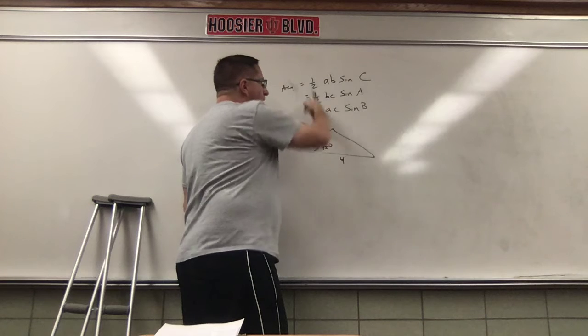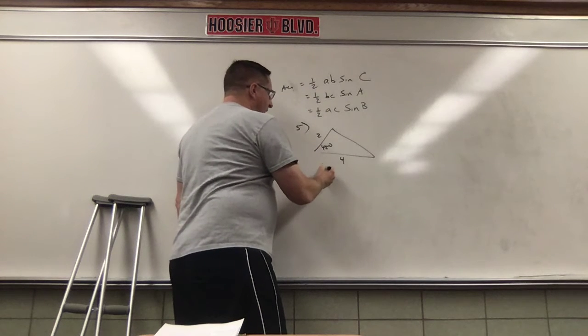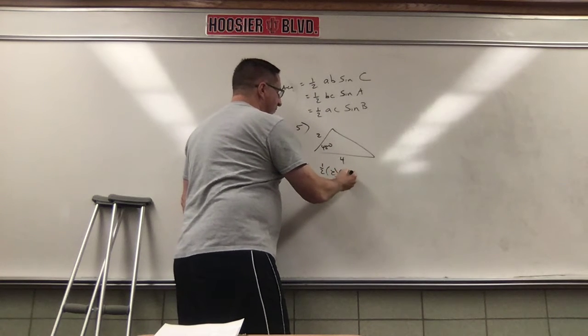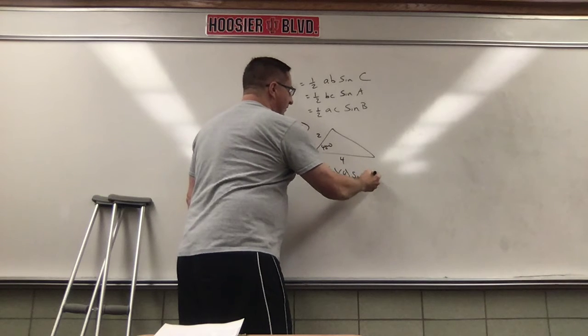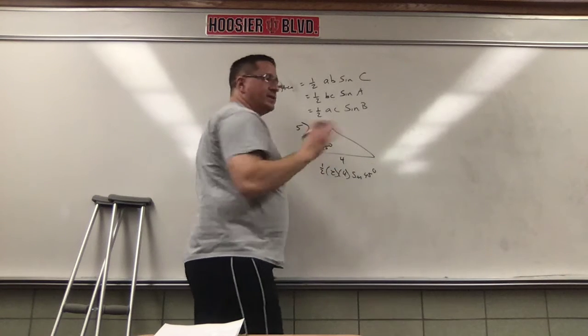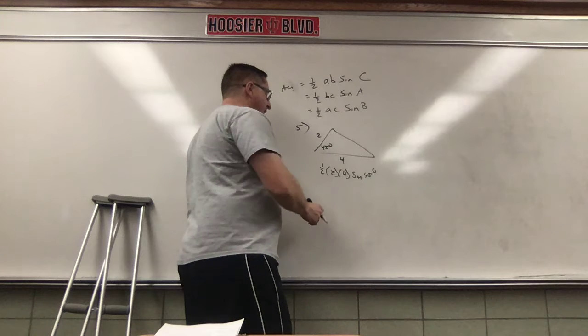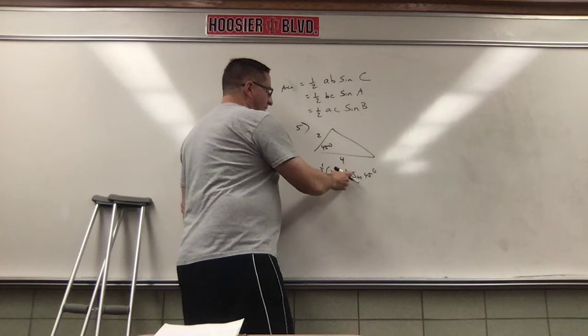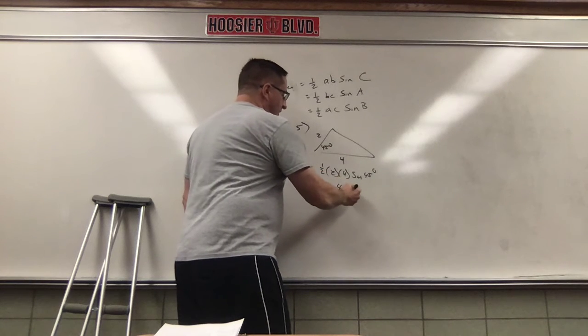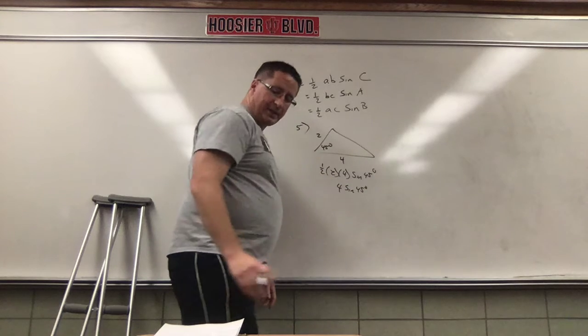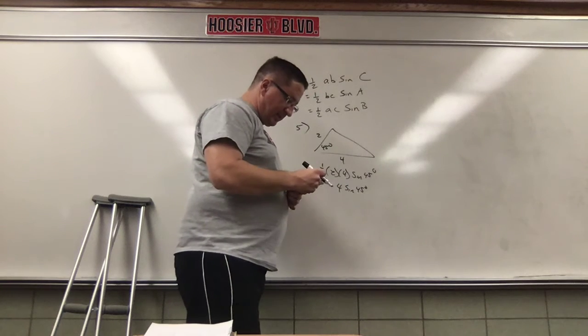So all you do, all 3 of these formulas simply say, take 1/2 times 2 times 4 times the sine of 45 degrees. We're in degrees. Make sure you're in degrees, not on radians. 1/2 of 2 times 4, well, 2 times 4 is 8, 1/2 of 8 is 4. So 4 sine 45. And we type in on our calculator, again, make sure you're in degree mode.